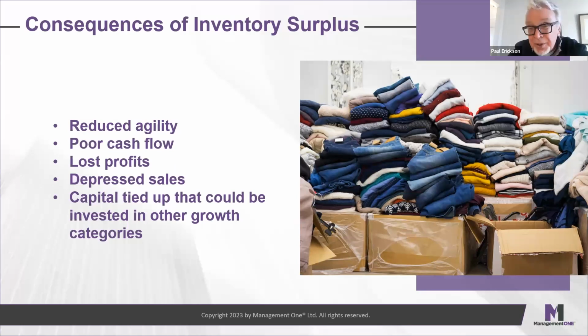When I say reduced agility, if all your money's tied up in certain parts of your store and it's not performing, it's going to create poor cash flow, which is going to give you less agility to get back into the things that really are selling. Lost profits are obviously another part of this. When you have inventory surplus, it depresses your sales. The reason why is your inventory isn't turning, so the customer sees the same merchandise on each visit, which would mean, I believe, that if they see the same things in the store that they saw 2 months ago, they're less likely to come in more often. And last but not least, it's capital tied up that could be invested in other growth categories.